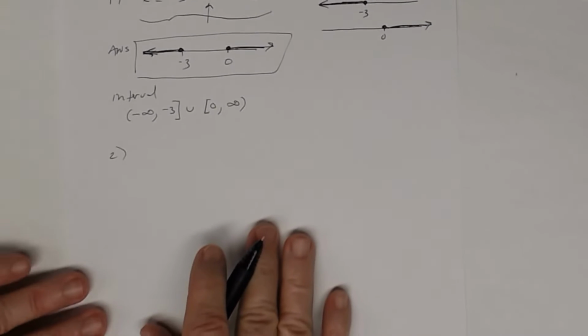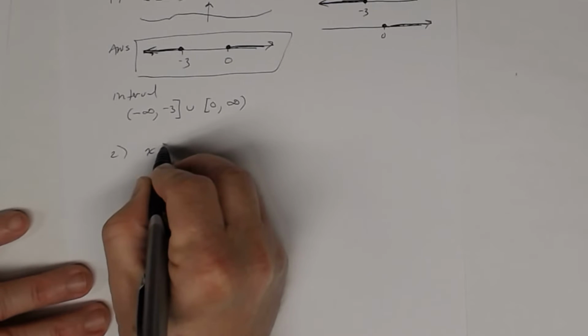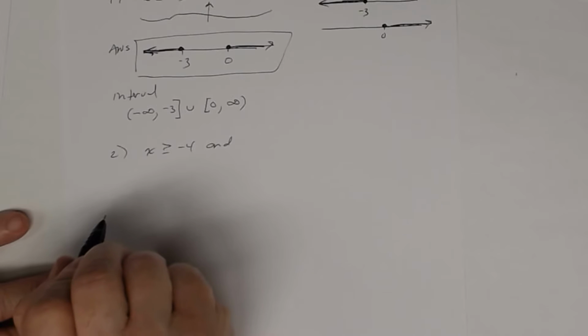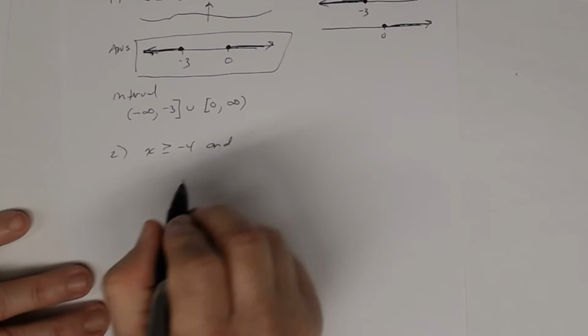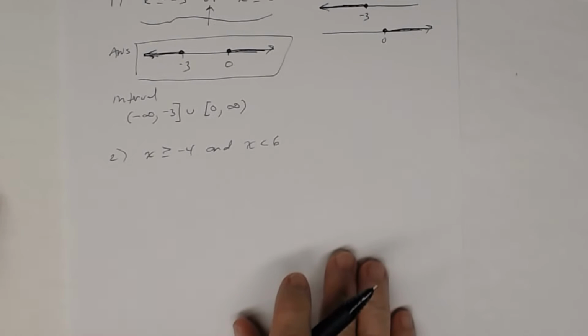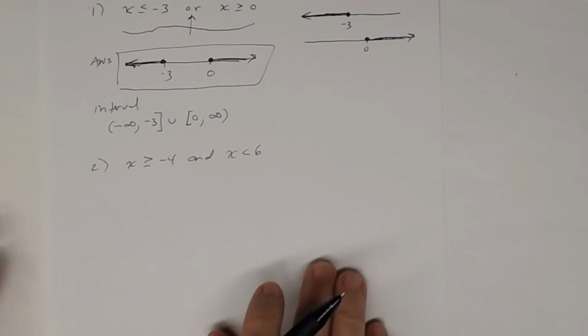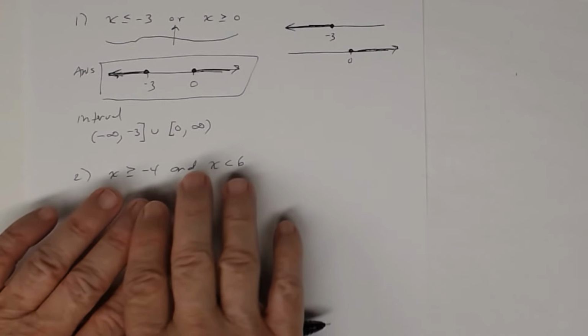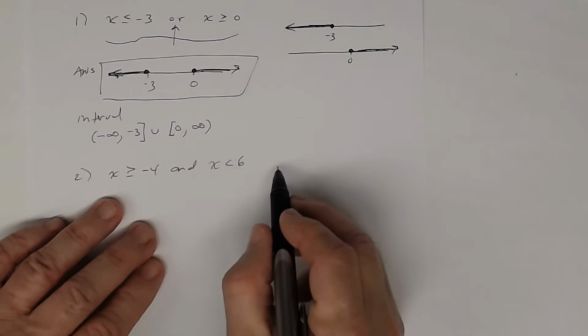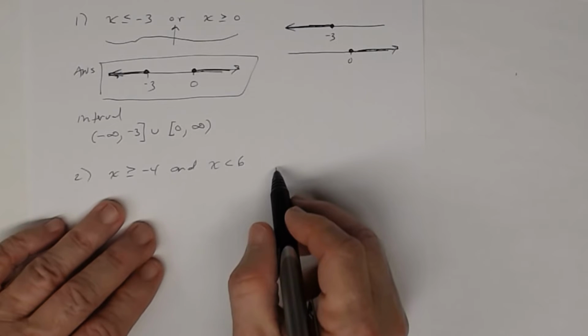Number 2, we have this. We have x is greater than or equal to -4, and, so now I'm using the word and, so that's a different notation. And x is less than 6. All right, so x is greater than or equal to -4, and x is less than 6. So I'm going to do that same idea that I did here. I'm going to put these on 2 separate number lines to think about this.